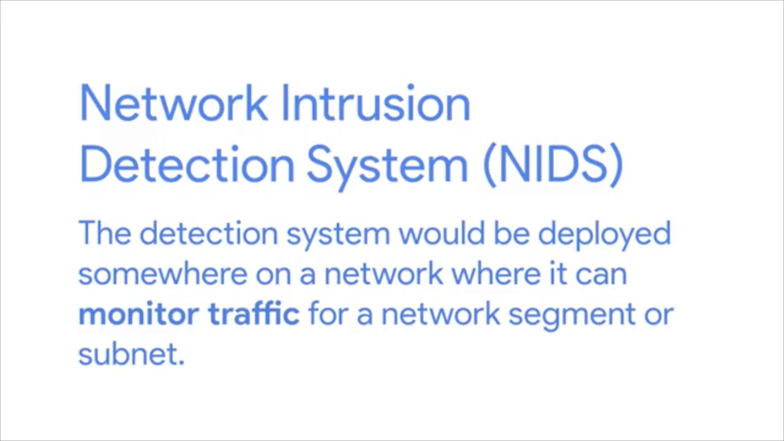In the case of a Network Intrusion Detection System, or NIDS, the detection system would be deployed somewhere on a network where it can monitor traffic for a network segment or subnet. A host-based intrusion detection system would be software deployed on a host that monitors traffic to and from that host only. It might also monitor system files for unauthorized changes.